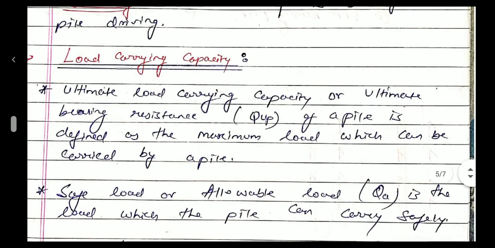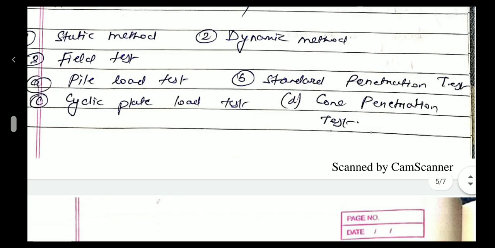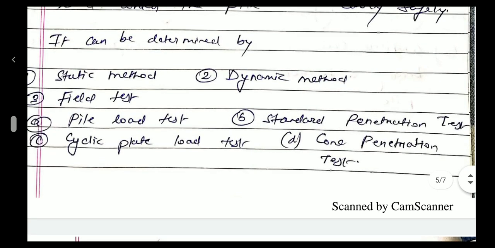Then load carrying capacity of a pile. Load carrying capacity means the ultimate load carrying capacity or ultimate bearing resistance. It is denoted by Q subscript UP. QUP of a pile is defined as the maximum load which can be carried by a pile, and the safe load or allowable load QA is QU upon FOS, the factor of safety. Then it can be determined by the static method, the dynamic method, or by field tests.